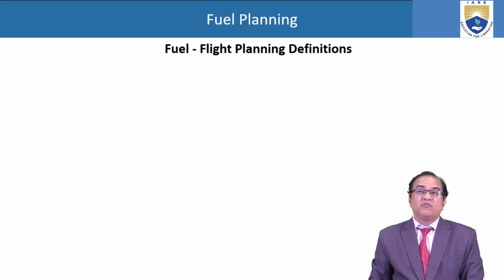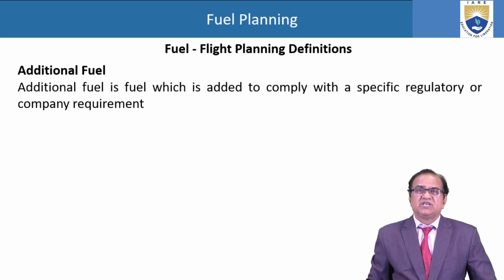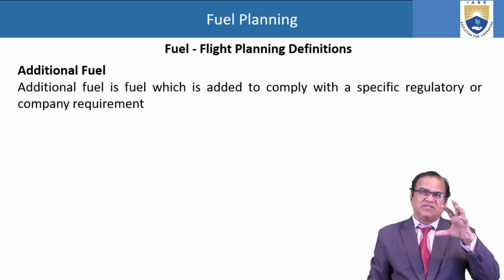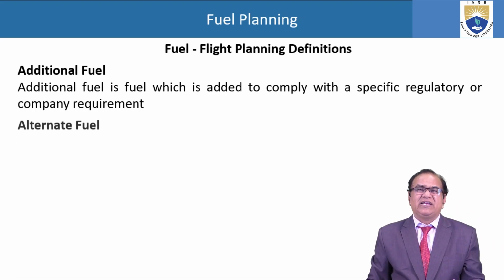Now we will discuss the fuel planning. Fuel flight planning definition. Additional fuel. Additional fuel is fuel which is added to comply with a specific regulatory or the company requirement. So additional fuel which is carried with the regulatory body or the company as and when they want.